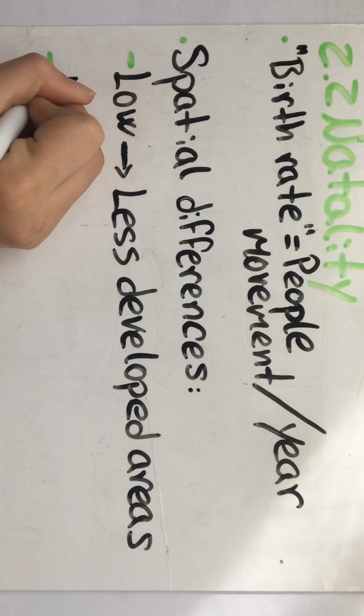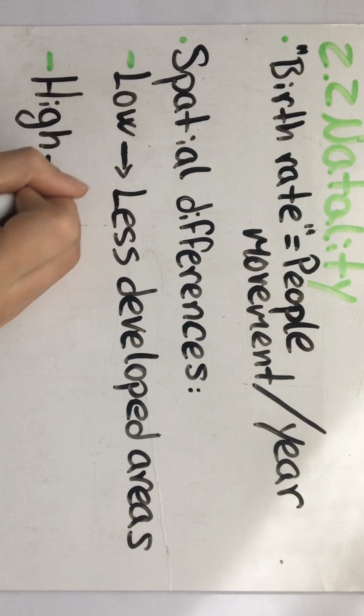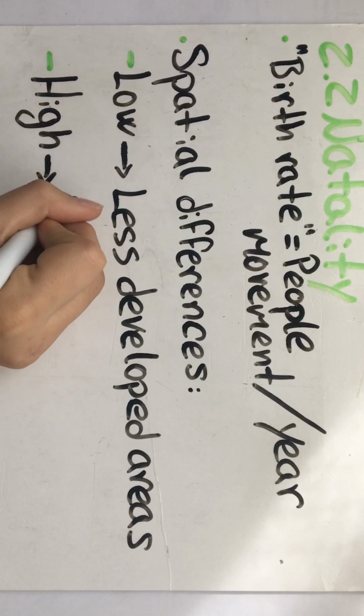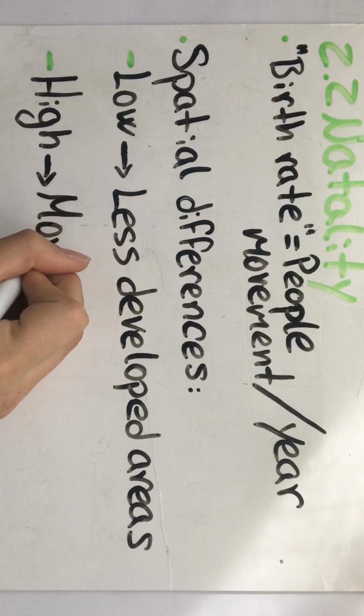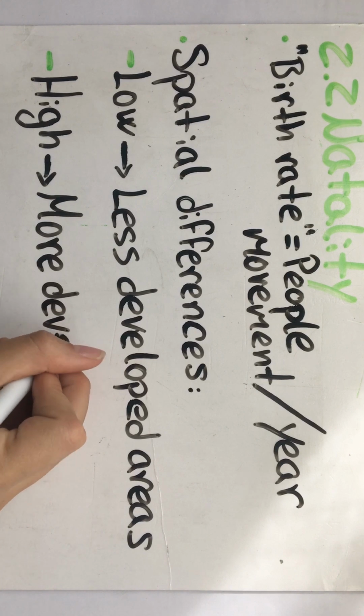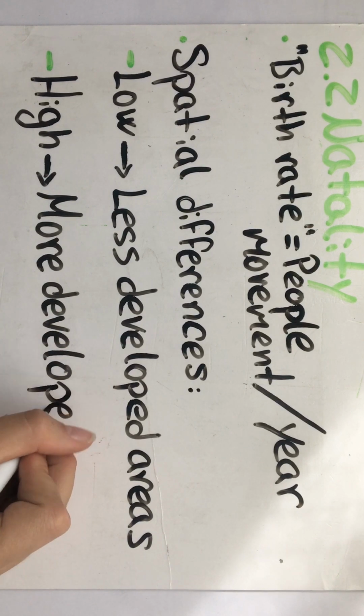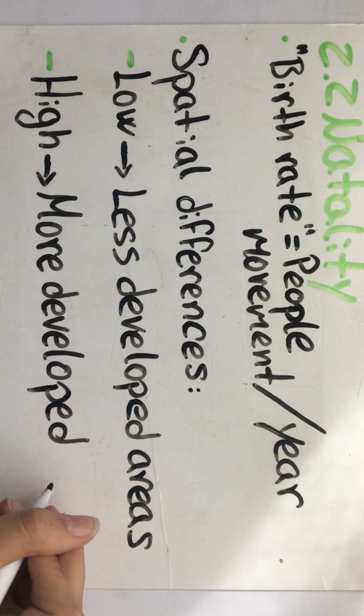Natality. Natality, commonly referred to as the birth rate, is the number of births that occur in a population over the course of a year. In order to measure it, two rates are used, the birth rate and the fertility rate. There are a number of factors that explain this difference between countries.